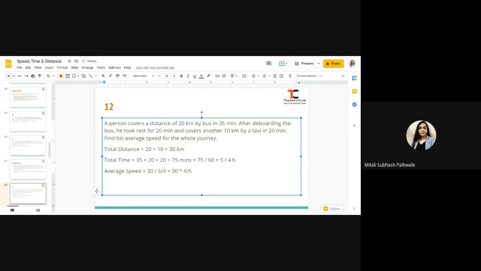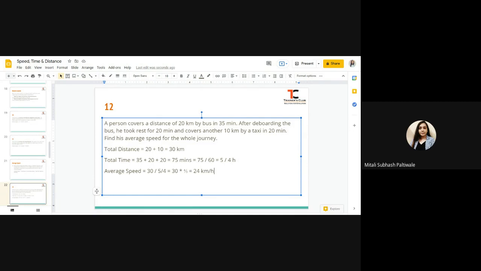Obviously 4 will get multiplied with 30. So 30 into 4 by 5 will become 24 kilometer per hour. So yeah, that's it. That's the average speed for the whole journey. The entire journey was of 75 minutes and the distance was 30 kilometer.